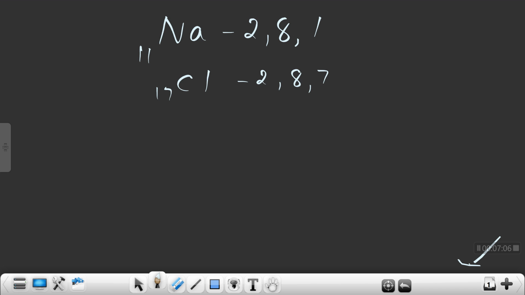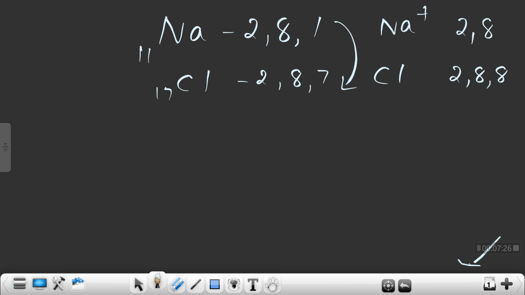So this sodium gives 1 electron to chlorine. The electronic configuration of sodium is 2,8,1. It will become positively charged. And the electronic configuration of chlorine is 2,8,7. Chlorine becomes negatively charged. Negatively charged ions are called anions, and positively charged ions are called cations.